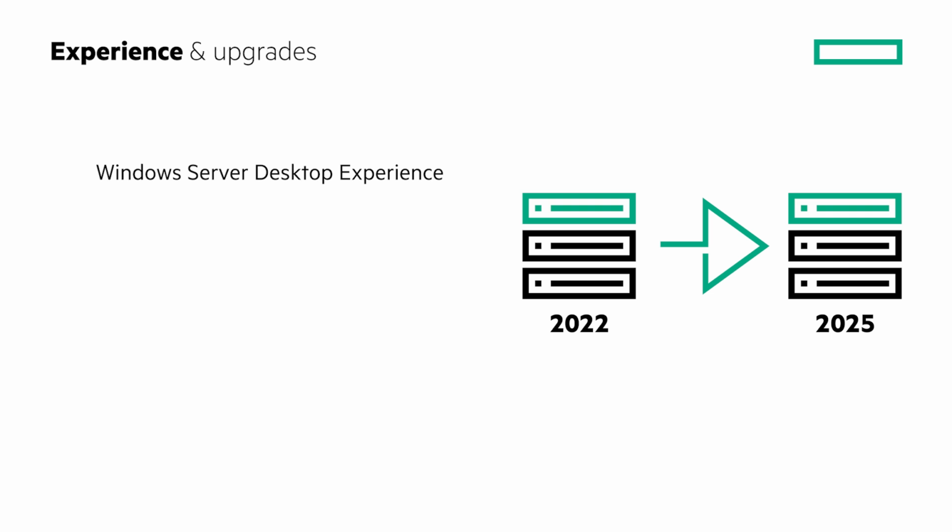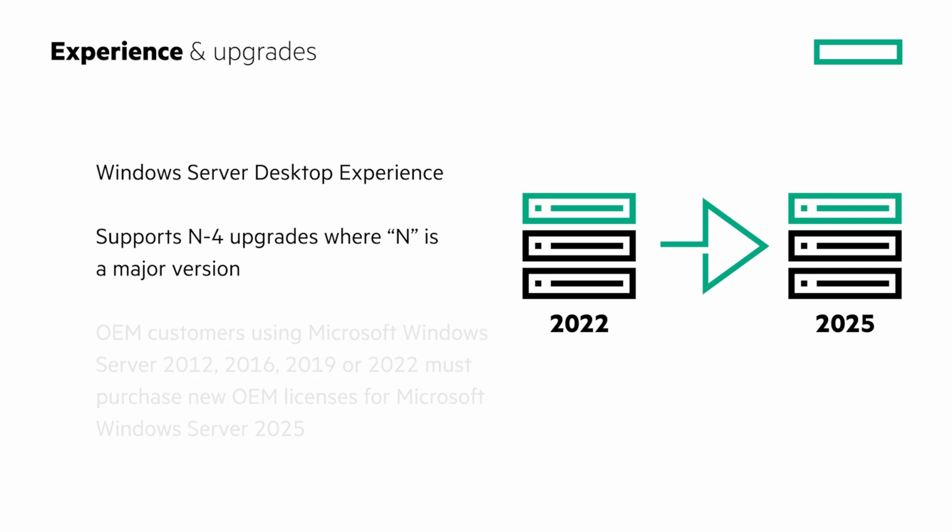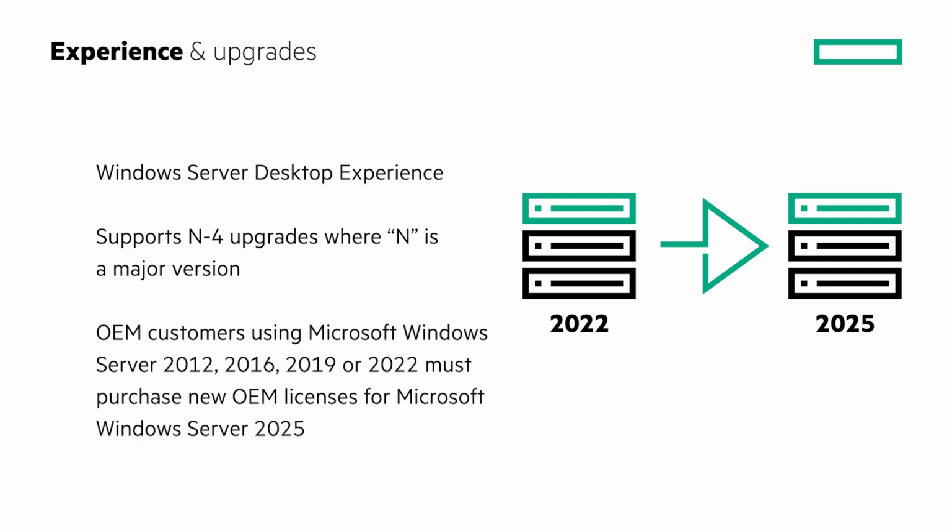You can highlight Windows Server Upgrade supports N-4 upgrades, where N is a major version. For example, upgrading from Windows Server 2012 to Windows Server 2025. OEM customers using Microsoft Windows Server 2012, 2016, 2019, or 2022 must purchase new OEM licenses for Microsoft Windows Server 2025 and use fresh installation media.